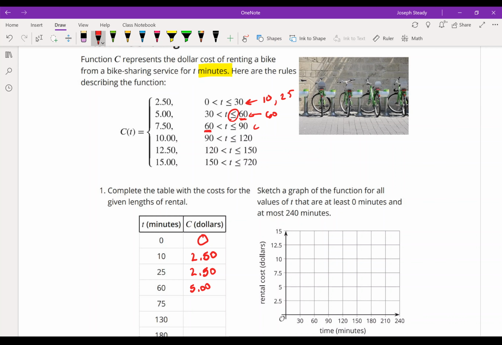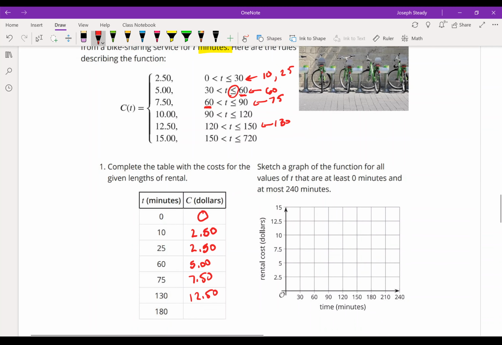75 falls between 60 and 90, so it goes there, and this costs $7.50. 130 minutes falls in here, which means that costs $12.50. And then 180 falls in here, which means that it costs $15. So we've now figured out our prices for a bunch of different inputs. What we want to do now is sketch a graph of this function for every value of t that is at least 0 minutes.